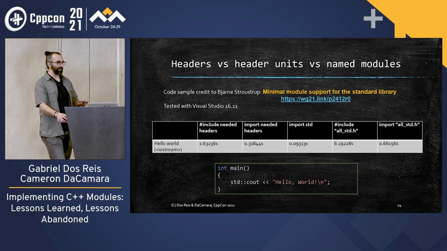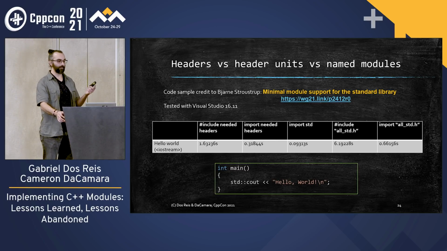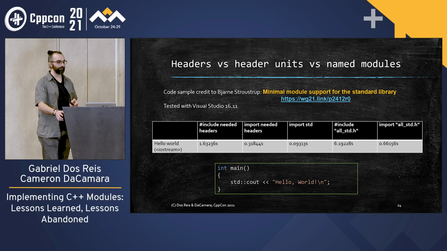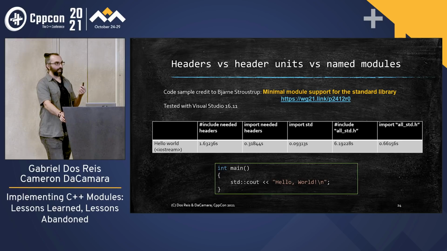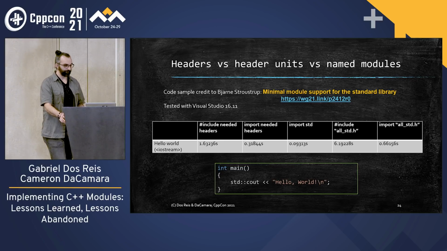Thank you, Gabby. So as Gabby alluded to, hash include has some overhead. Let's figure out how much overhead that actually is. These numbers were taken from Bjarne's paper, integrating a minimal support for the standard library as a module. In particular, these numbers were gathered with Visual Studio 16.11, so all of the optimizations that we're going to talk about throughout this talk are part of that release. Let's focus in on what we're trying to measure here, and it's this green square down here, which is int main std::cout hello world, the canonical C++ hello world program. Everybody has probably written this at some point.